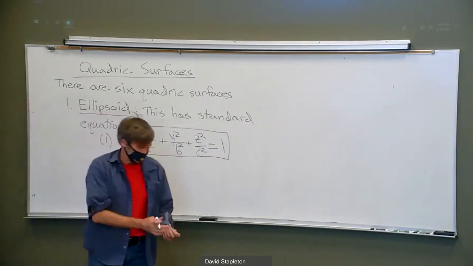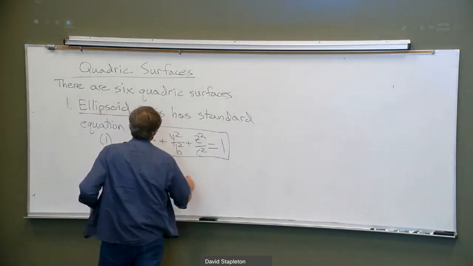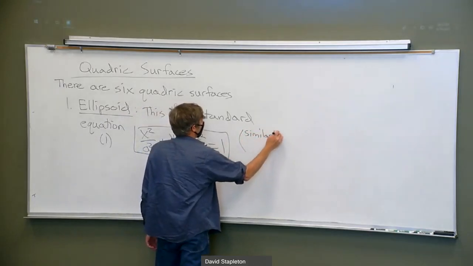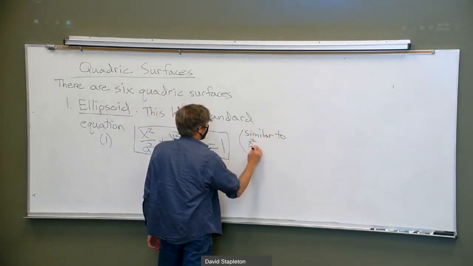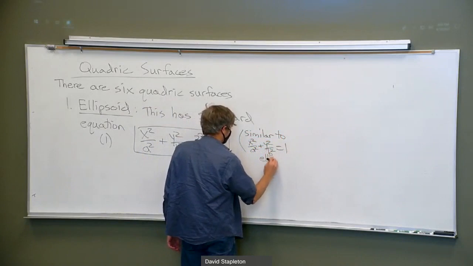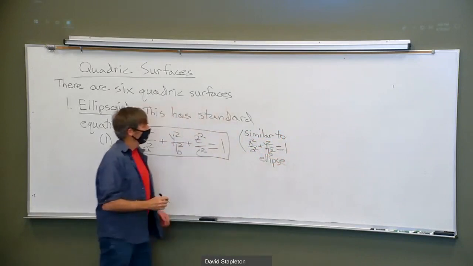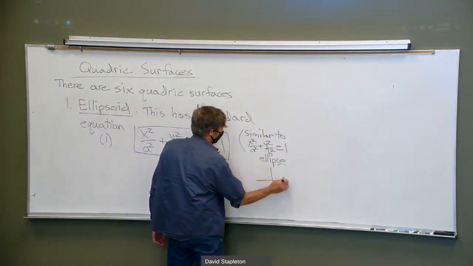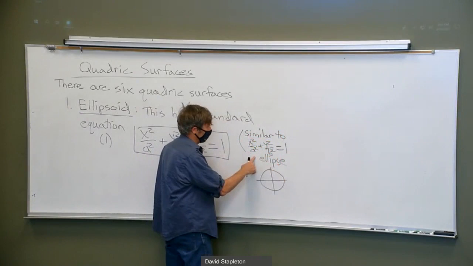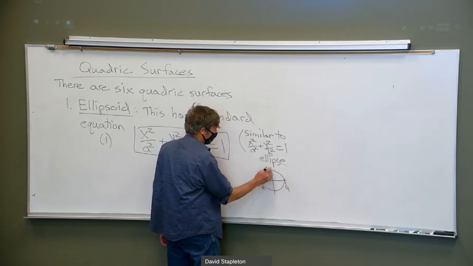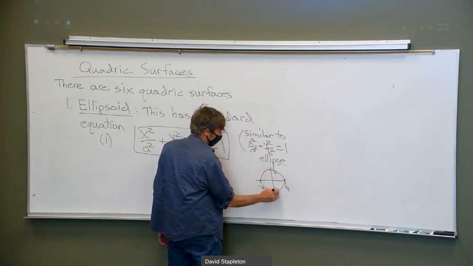Well, it's kind of like the equation for an ellipse, right? It's similar to x squared over a squared plus y squared over b squared equals 1. The ellipse. What was the ellipse? Remember, it was an oval. Looked like this. This was the standard equation for an ellipse. If you wrote down an equation of this form, then it was centered at the origin, went out to plus or minus a on the x-axis, plus or minus b on the y-axis.